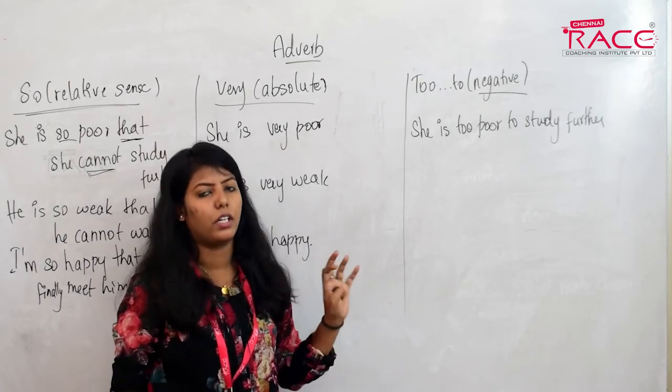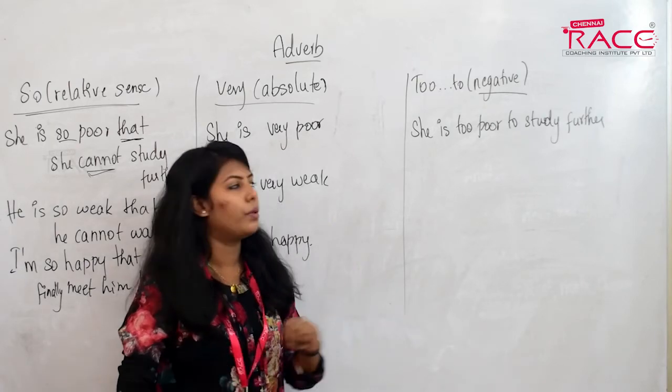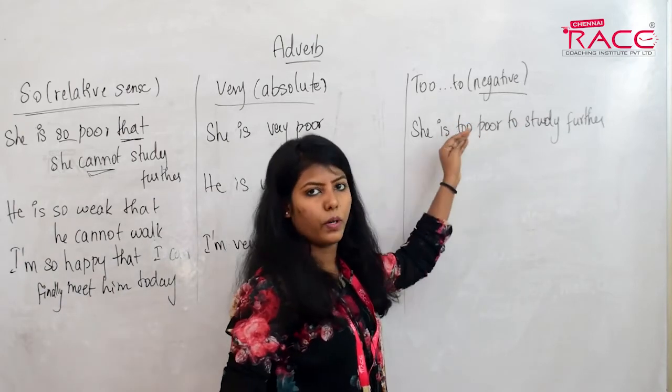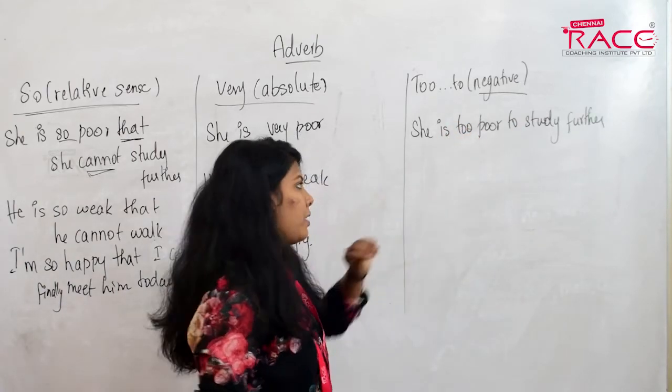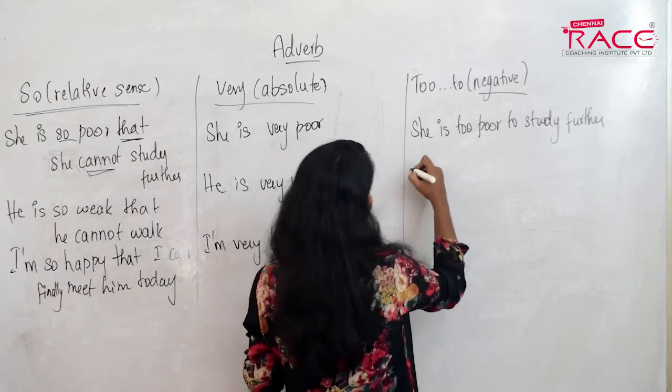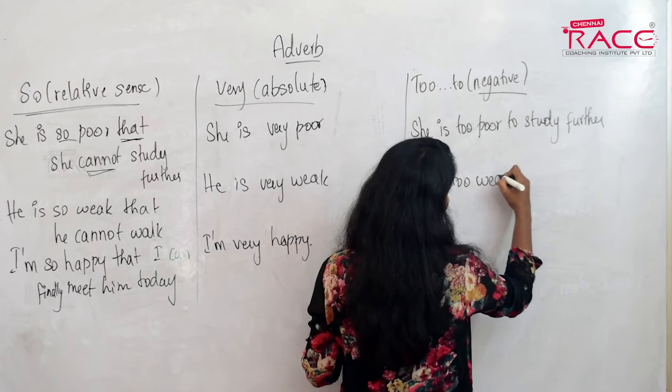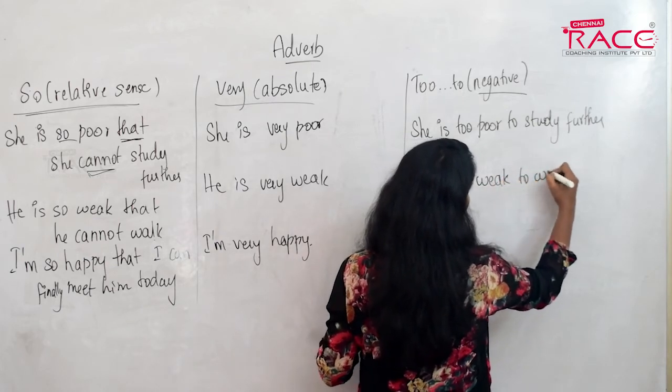So cannot is used, no? So that is the negative. She cannot do it. Because she is so poor, the reason is given in the first part. So we can say he is too weak to walk. He is too weak to walk.